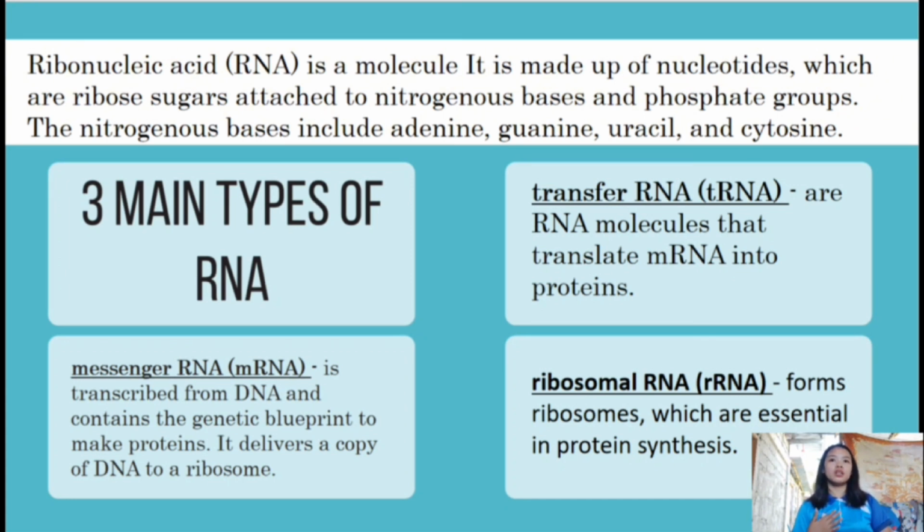What is the byproduct of the transcription process? Transcription to translation to form a protein. So, the byproduct is protein.